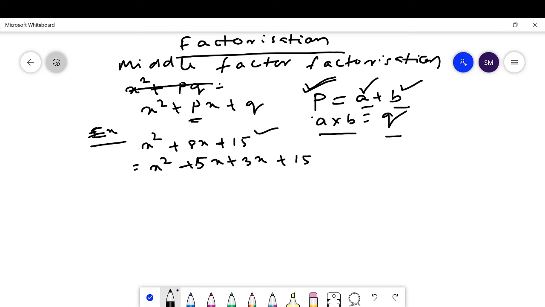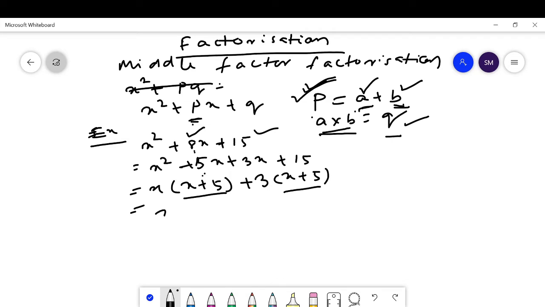Here the condition says we split p into two parts a and b such that a plus b is equal to p and a into b is equal to q. Here we split 8 into two parts 5 and 3, 5 plus 3 equal to 8, 5 into 3 equal to 15. Then take x common, here it is x plus 5, taking 3 common, here it is x plus 5. The common term is x plus 5, taking x plus 5 out, then here is x plus 3. This is the factorization of the algebraic expression x square plus 8x plus 15.